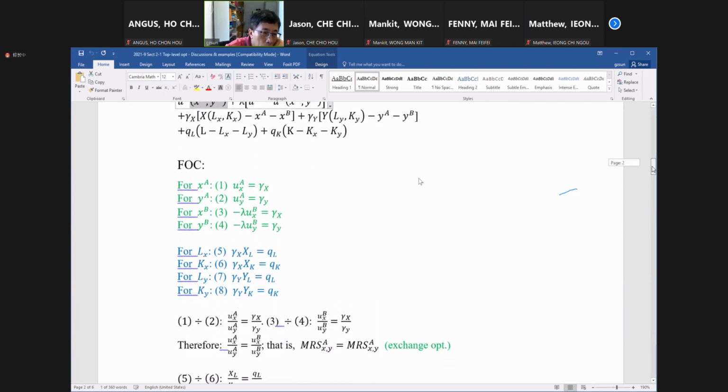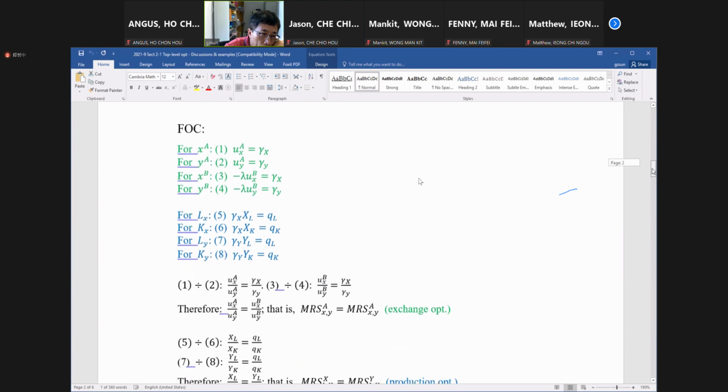Okay, now let's continue our discussion. This is the mathematical way of deriving the so-called 3-level optimal conditions. On the exchange level, I put it in the green color, we get this one. On the production level, we get this one. It's all about how to make use of resources, labor and capital, in organizing our social production, producing X and Y. This is about how to organize production, and then we get the production optimal condition.